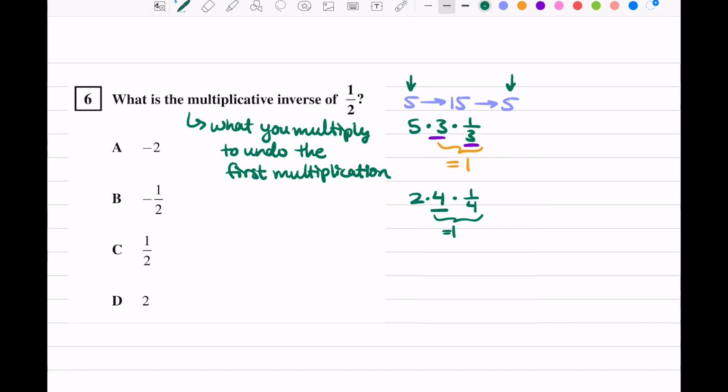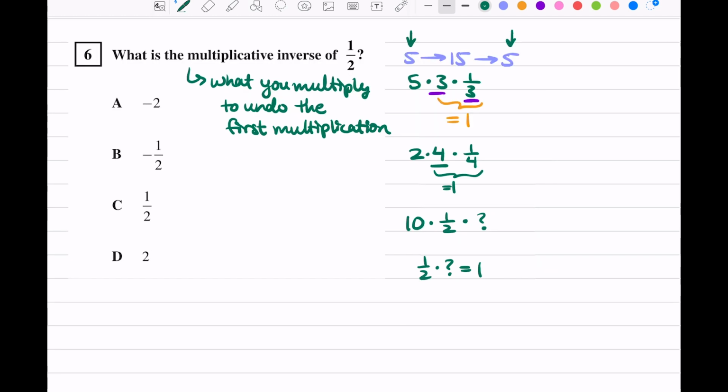So 1/4 is the multiplicative inverse of 4. So looking back at our question, what is the multiplicative inverse of 1/2? If we're multiplying some number, let's say 10, by 1/2, then what number do we have to multiply it by to undo it? So essentially, 1/2 times some number has to equal 1. And in this case, what would our question mark be? That would be 2. And that would be option D.